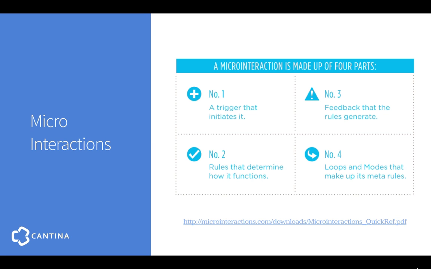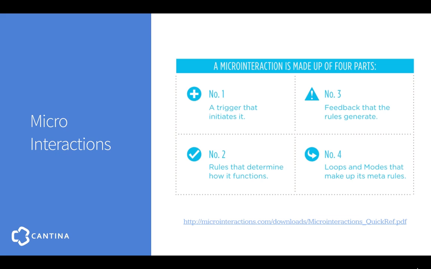There are 4 fundamentals to implementing micro-interactions. Number 1, create a trigger point that initiates an interaction. For example, if you like something on Facebook, the thumb changes to a number. Number 2, establish a rule that determines how it functions. In my Facebook-like example, that micro-interaction of the thumb changing from the up to a number is the rule that determines how it functions.